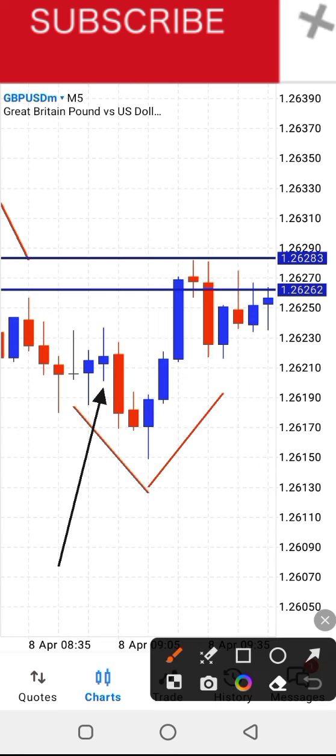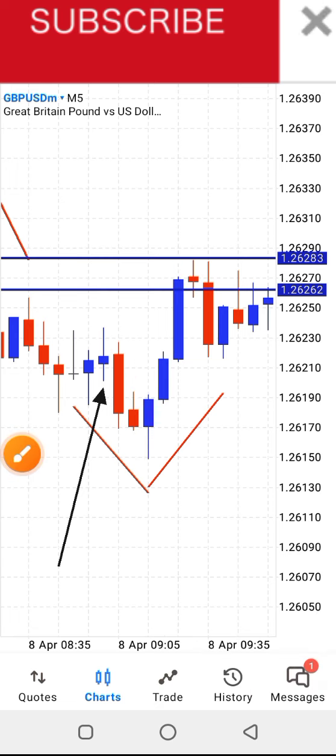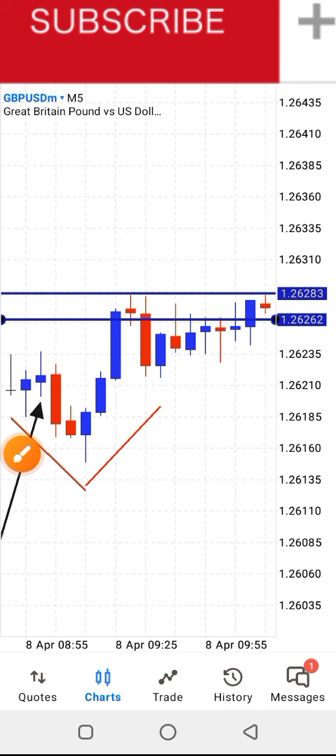You can see this. Look at this blue candle. What happened? Bearish candles took out the liquidity at the bottom part. Bullish candle took out the liquidity at the top part. So let's look for a fair value gap along that leg.